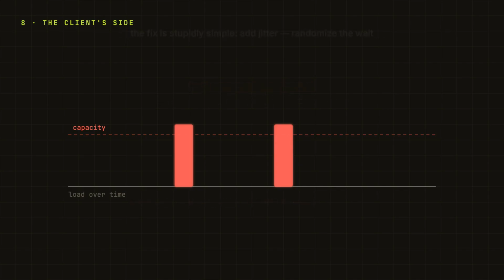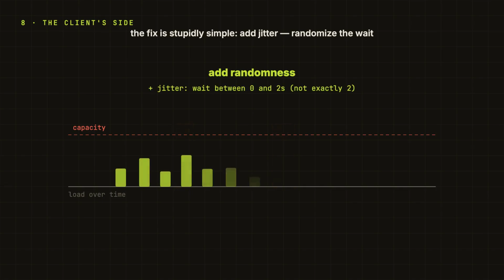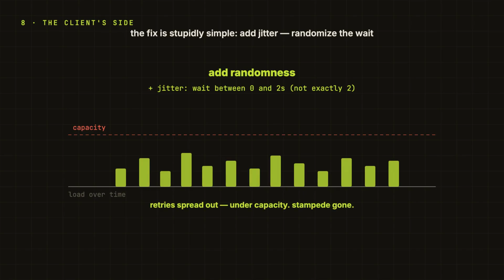And the fix is almost stupidly simple. Add randomness, jitter. Instead of wait exactly 2 seconds, it's wait somewhere between 0 and 2. Now the retries spread out instead of pulsing together. AWS has a whole write-up on this. One line of randomness and the stampede is gone.